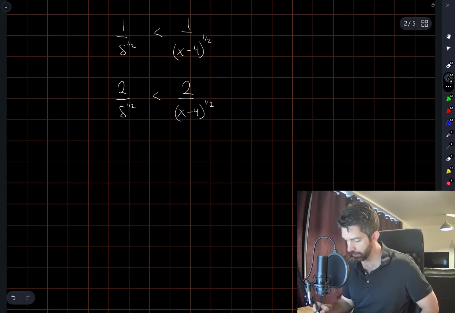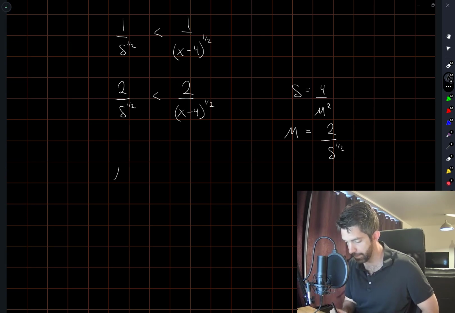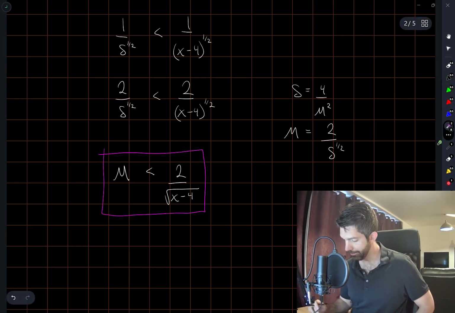Now I've chosen delta to be equal to 4 over m squared. This implies that m is equal to 2 over the square root of delta. So the left-hand side of this thing is equal to m. And this is, in fact, exactly what we wanted to prove. So we're done.